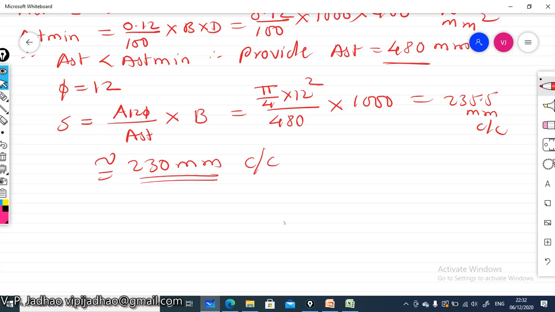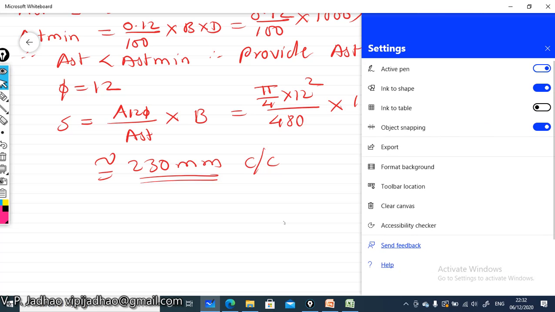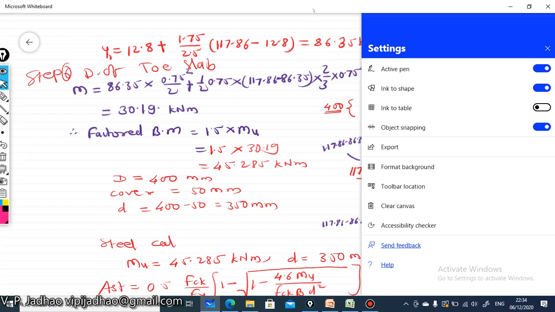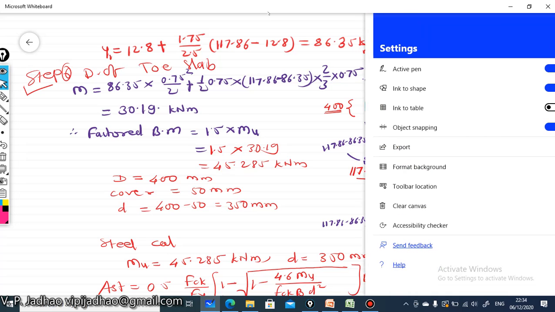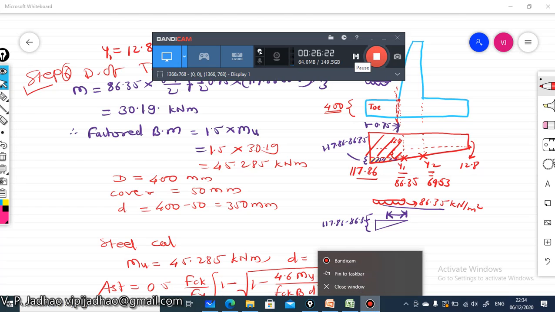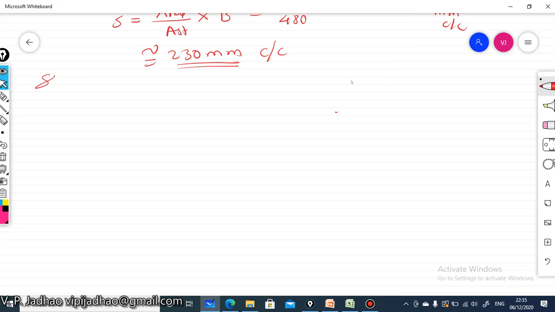The previous step was step number 6, design of toe slab, and the next step is step number 7, that is design of base slab, design of heel slab. So we'll be designing the heel slab.